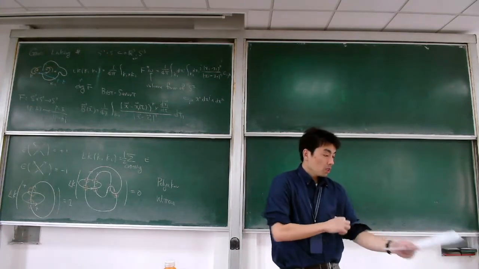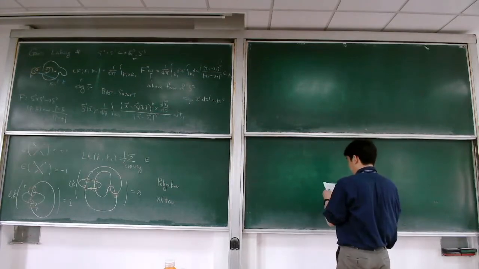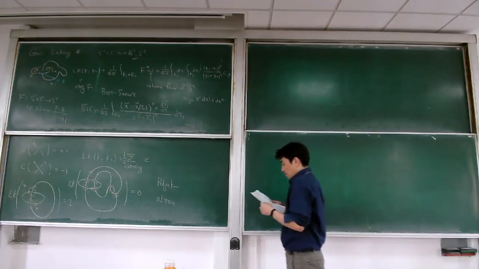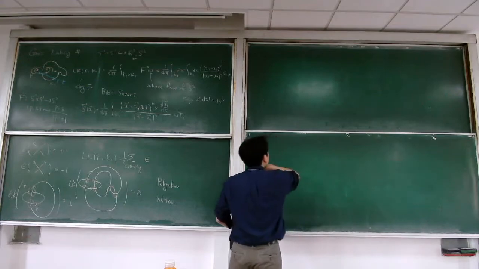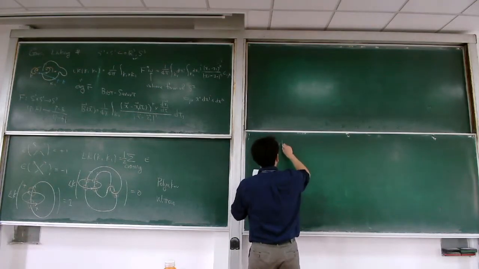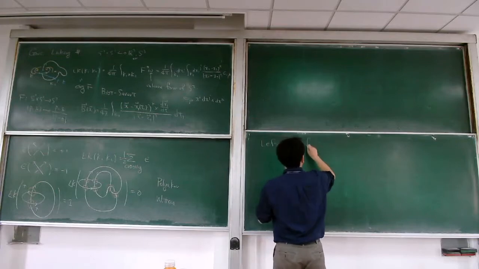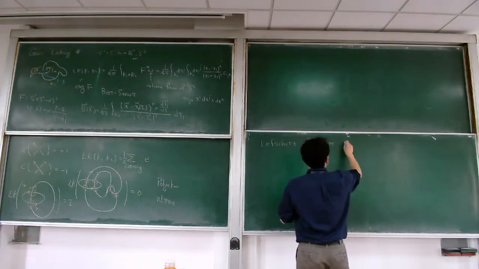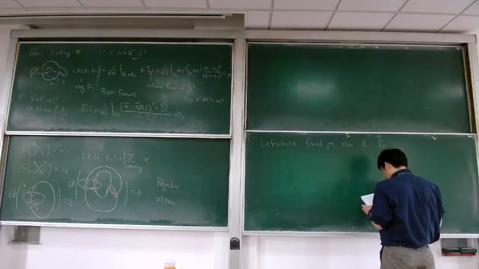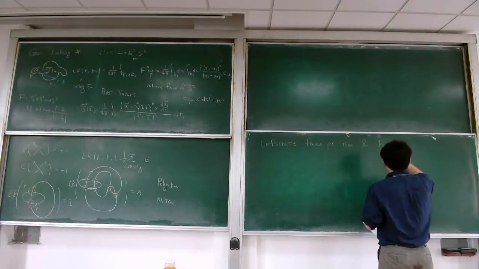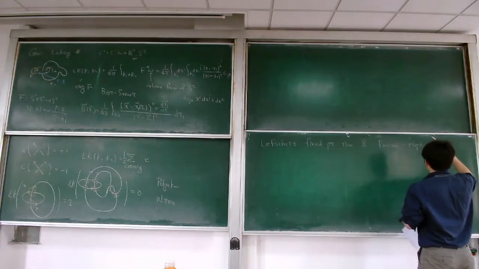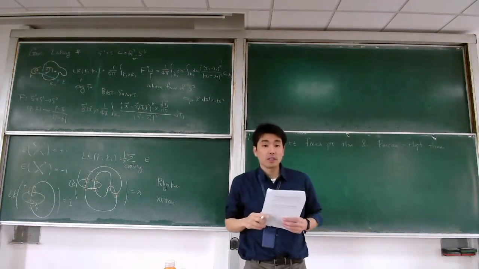So let me move on. Now we will go to the so-called Lefschetz fixed point theorem, and also Poincaré-Hopf. I don't remember how to spell Lefschetz. I think it should be Poincaré-Hopf, right? Yeah. So we are going to use mapping degree.